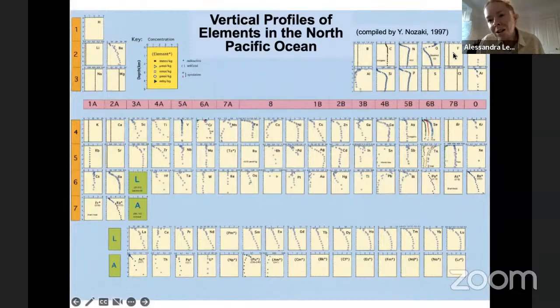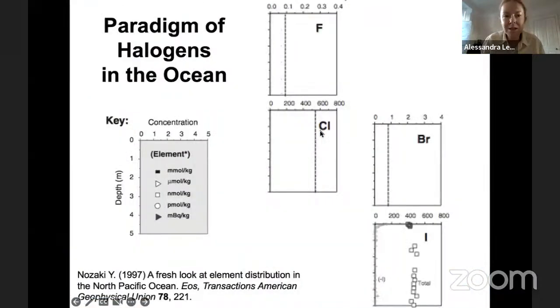But if you look at the halogens, fluorine, chlorine, bromine, they all have straight lines with depth. And this is because they're assumed to be unreactive in seawater. So the paradigm of halogens in the ocean, this is just profiles of each of those halogen elements with depth, is that they just stay the same throughout depth in the water column, with the exception of iodine, which has some interesting redox chemistry, but that's not a subject for today. So today I'm going to focus on chlorine.